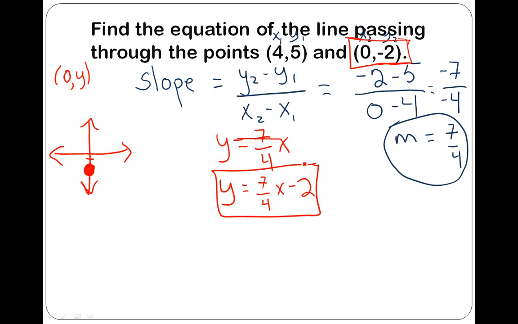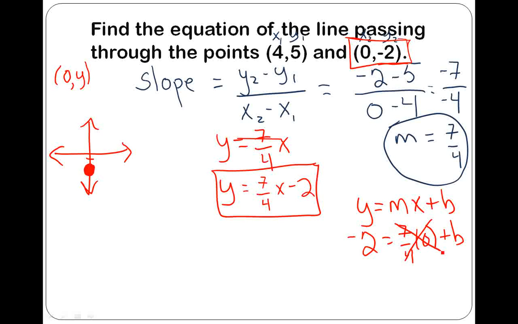But let's say that I didn't notice that. Let's say that it just didn't occur to me that that was my y-intercept. I could certainly pick that point as my x and my y, go back to slope-intercept form, sub in -2 for y, 7/4 for m, 0 for x, and solve for b, and look at what happens. Because that's 0, that goes all away, and b is -2. So you can see that even if you didn't notice that was a y-intercept, we could still get there.